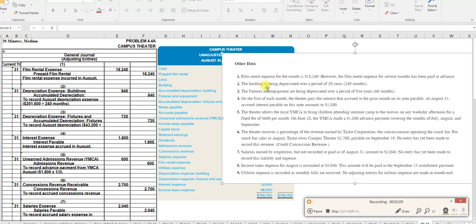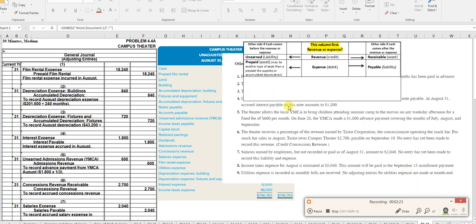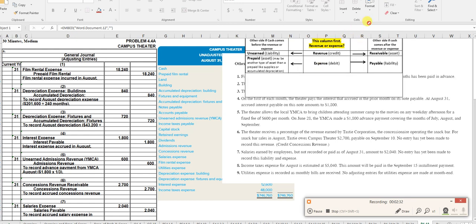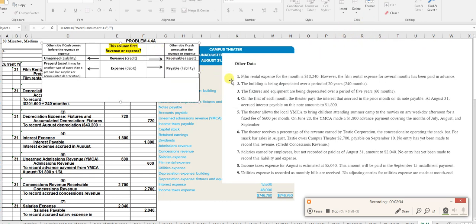But anyway, the first thing is we need film rental expense for the month is $18,240. However, film rental expense for several months has been paid in advance. Let me pause this one second. If you look at this, every adjusting entry will either have a revenue or expense account. So the question I need to ask myself is, is this a revenue or expense? Film rental expense, we are a campus theater. So this is an expense, so I need to go ahead and debit my expense.